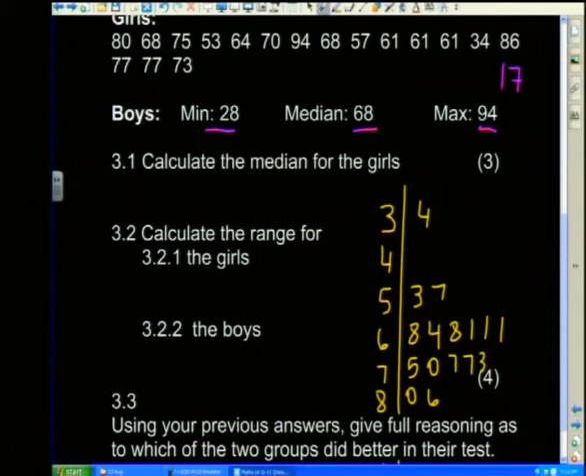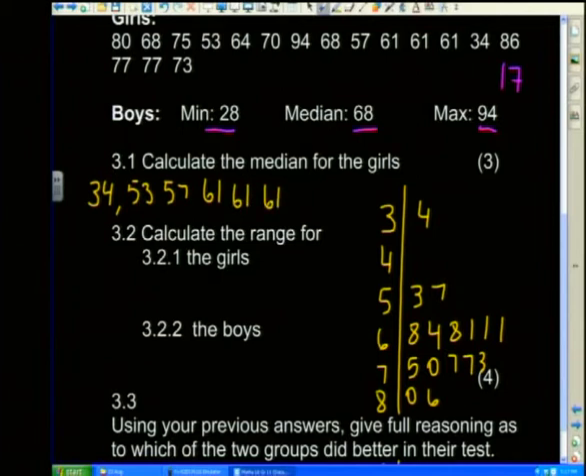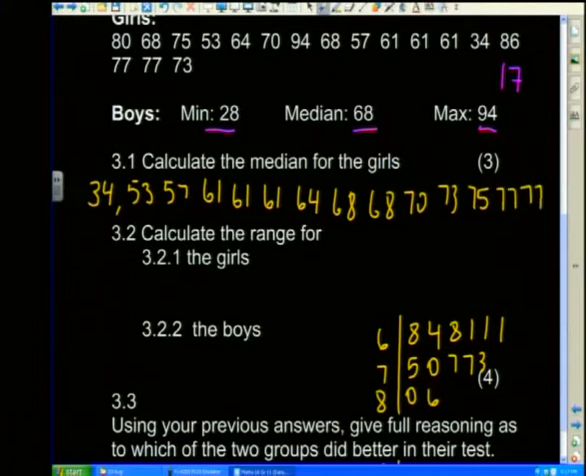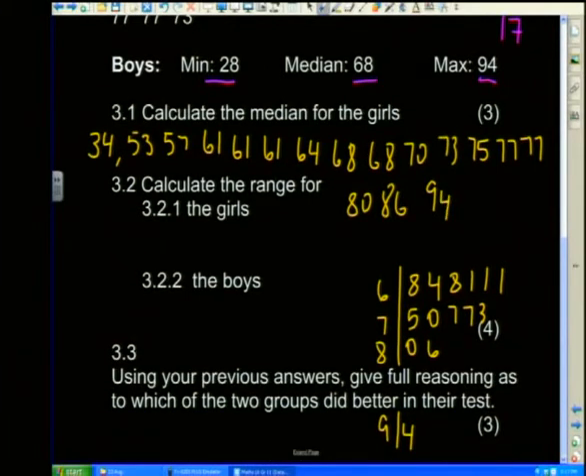And now from that, I can actually put them into order. So I've got 34, my next number is 53, 57, 61 3 times. Don't forget to add all of them. 64, 68. Now I'm going to start deleting a little bit of this. 68, I need twice. 70, 73, 75, 77 twice, and I'm going to carry on at the bottom. Right, so I've got 80, 86, and 90. What was that last number? 94. Just double check 2, 4, 6, 8, 10, 12, 14, 16, 17, that I've got the same 17 values.